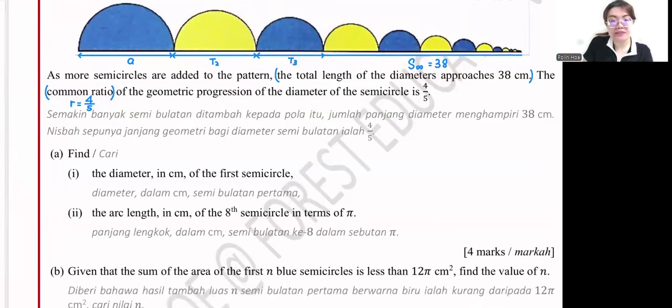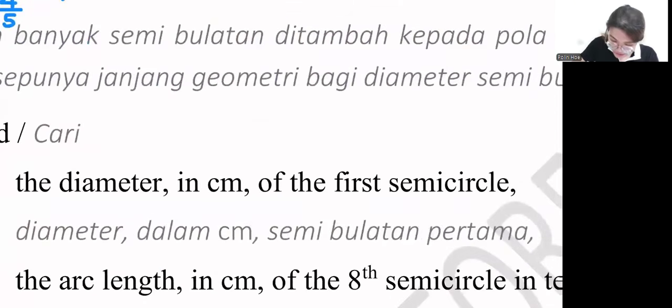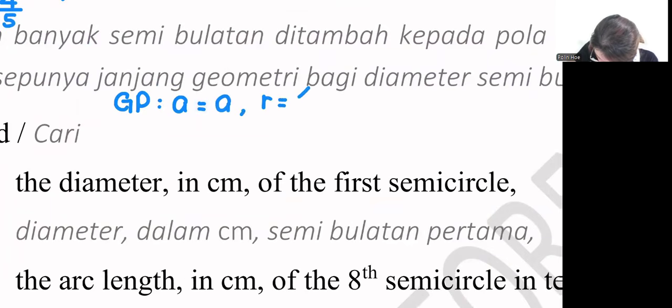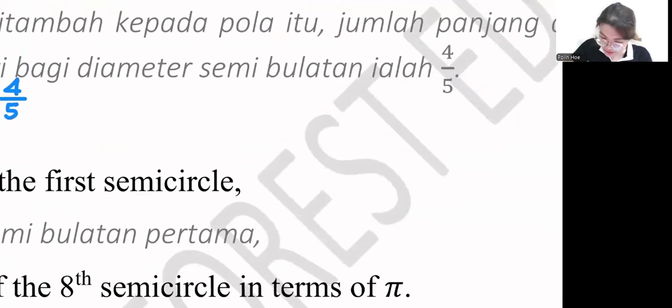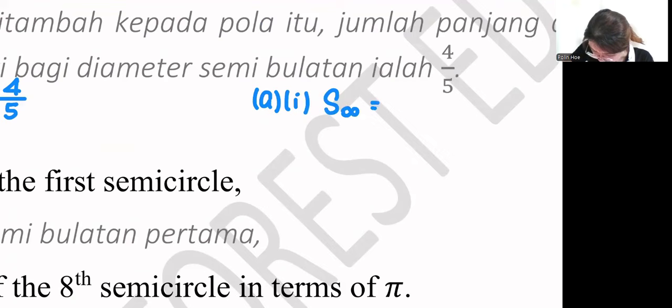And the very funny thing is this simple question, you are given 2 marks. It's a GP. If you are my student, this is the magic that helps you to answer everything correctly. Ratio, I don't know. The first term equals a. The common ratio equals 4 over 5. And we are given S infinity equals 38.